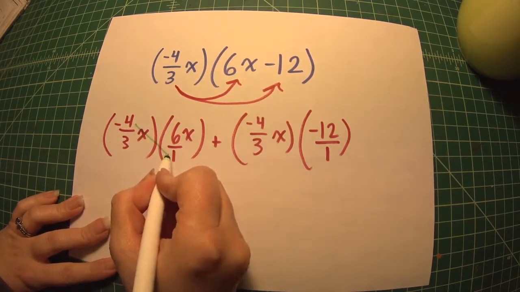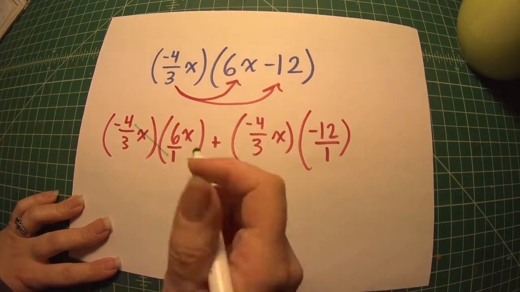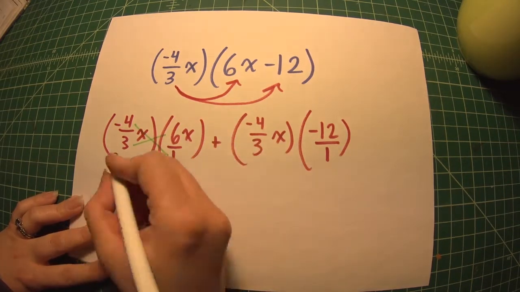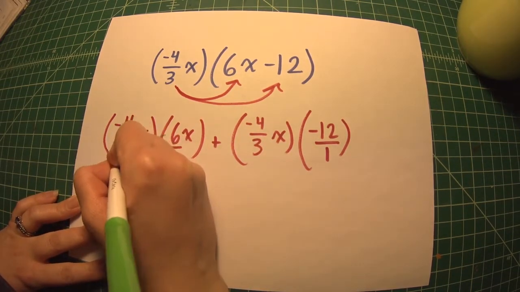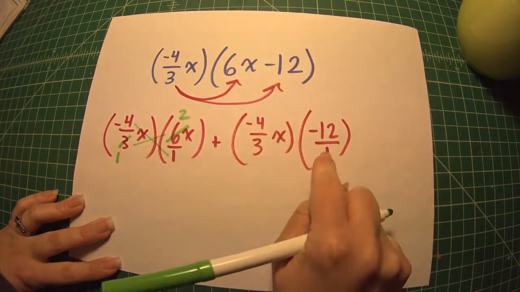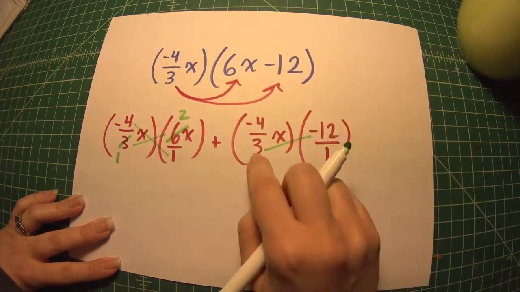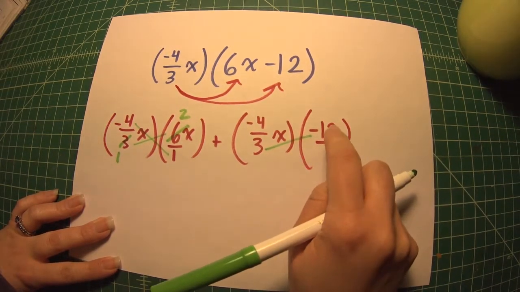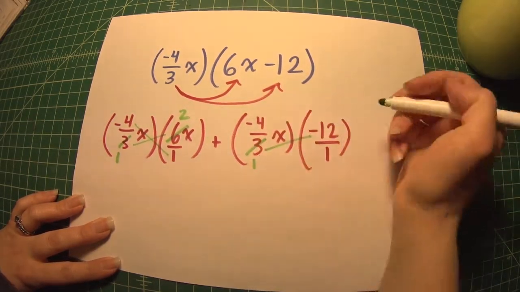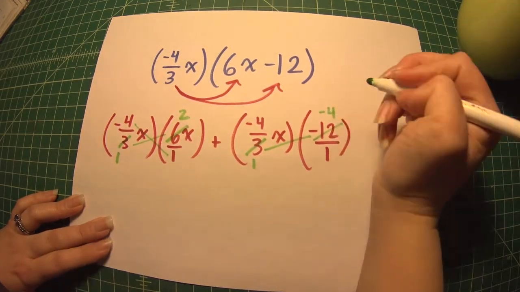So if I go across this way, can't cross cancel for sure there because 1 is already as low as we can go. Let's look this way though. 3 and 6. Yeah, both divisible by 3. So 3 divided by 3, 1. 6 divided by 3, 2. Let's look at this one. So definitely not this way. 1's as low as we can go. But how about this way? 3 and negative 12. Yep, those are both divisible by 3. So 3 divided by 3, 1. Negative 12 divided by 3 would be negative 4.